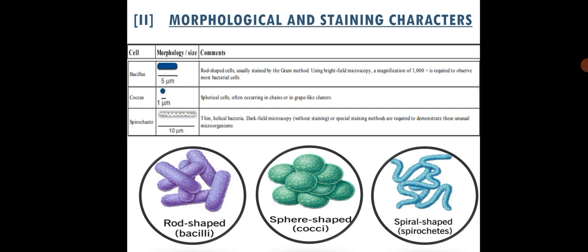Next characteristic is the morphological and staining character. Bacteria can be in the form of bacillus, coccus or spirochetes. Bacilli are rod shaped cells. They can be usually stained by Gram staining method and can be observed under bright field microscope. Cocci are spherical cells, often occurring in chains or in grape-like clusters. Spirochetes are thin helical bacteria, and dark field microscopy can be used to observe these bacteria.